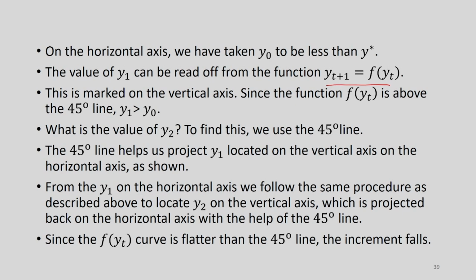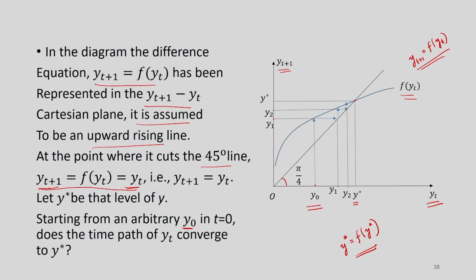Since the function f of yt is above the 45-degree line, therefore y1 is strictly greater than y0. At this point the function is above this 45-degree line. So, that obviously means that y1 will be more than y0. So, this is y1.